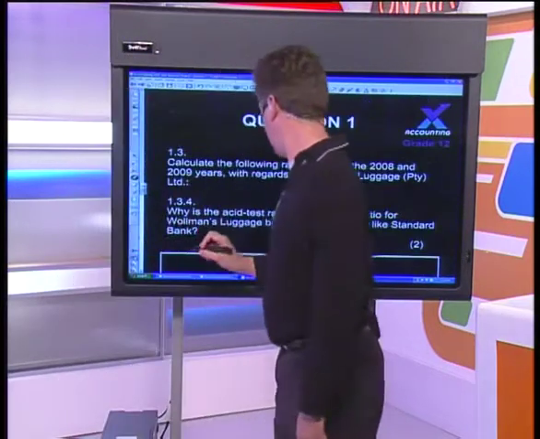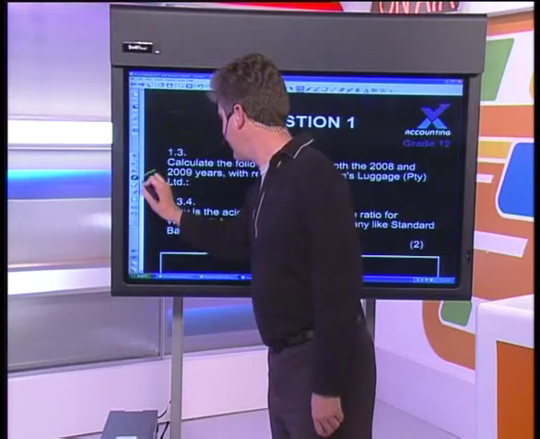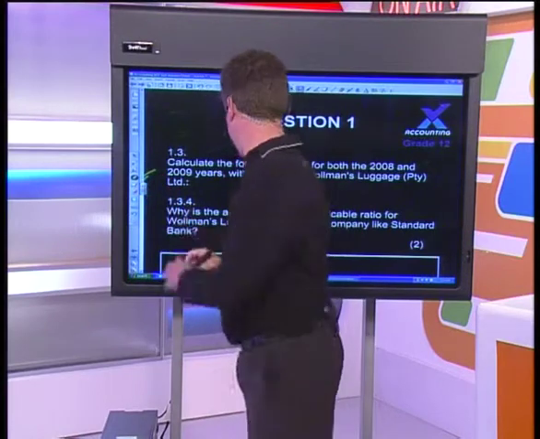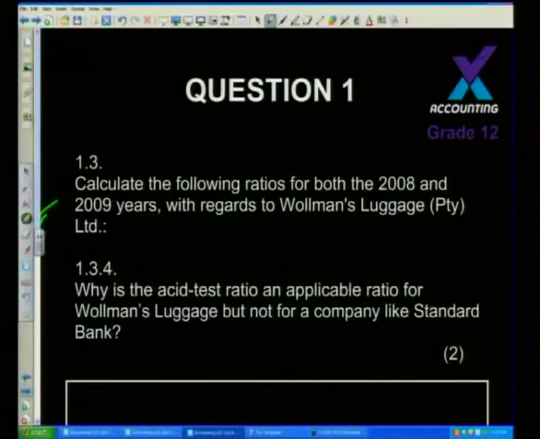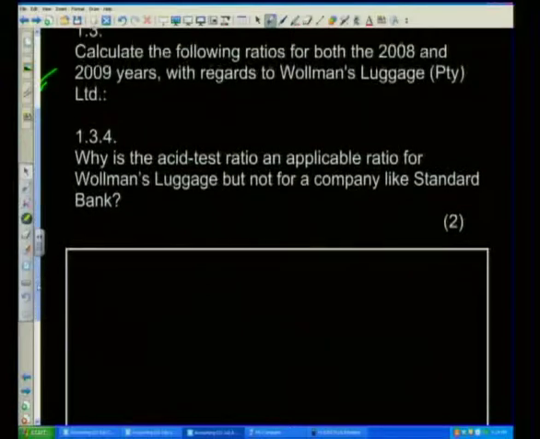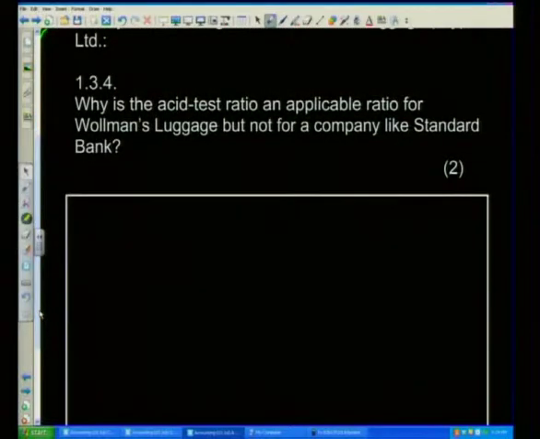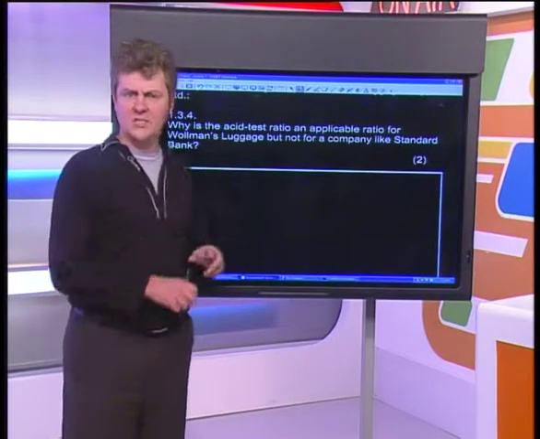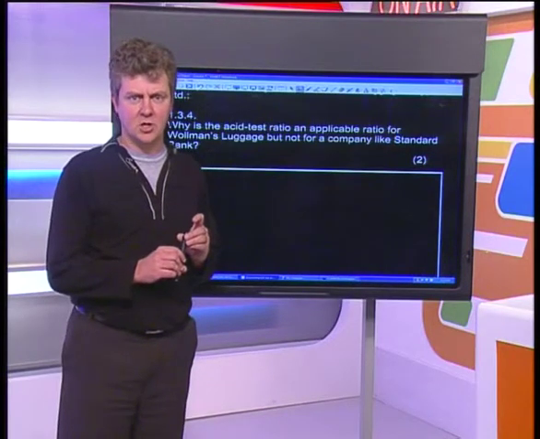I'm just going to do one last question here. This is another type of theory question where it says, why is the acid test ratio an applicable ratio for Woolman's Luggage, but not for a company like Standard Bank? Good question. What's the answer to that question?